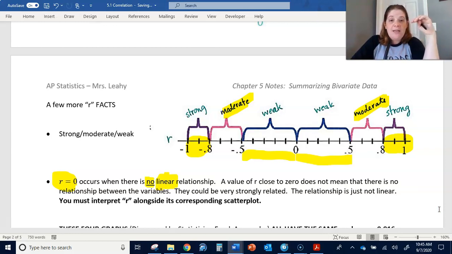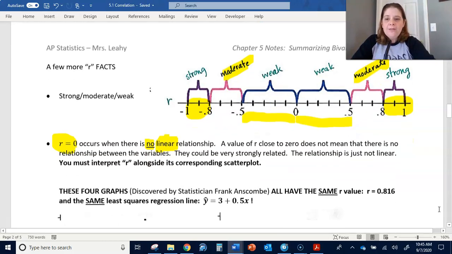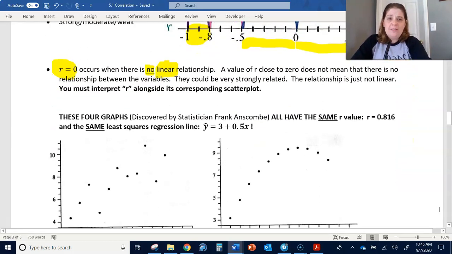But just because you have a value of r close to 0 doesn't mean there's no relationship. In fact, there are certain cases where you might have a very strong curved, parabola sort of relationship between the values, and you get an r value that's very close to 0. Okay, so you always want to interpret r alongside its scatter plot.